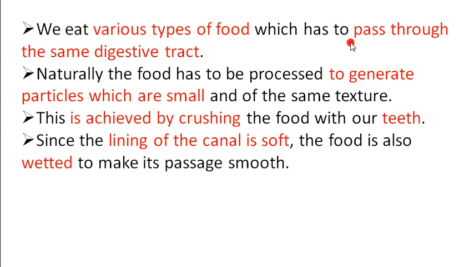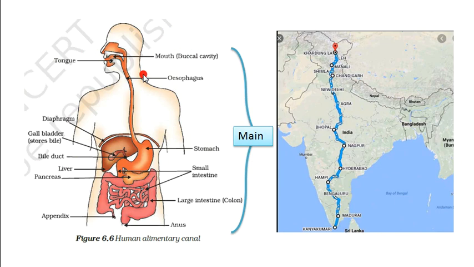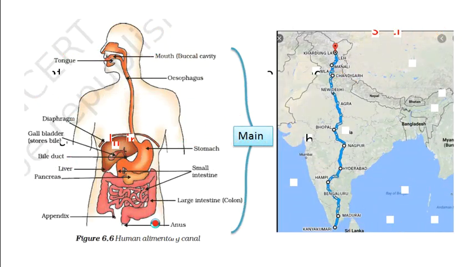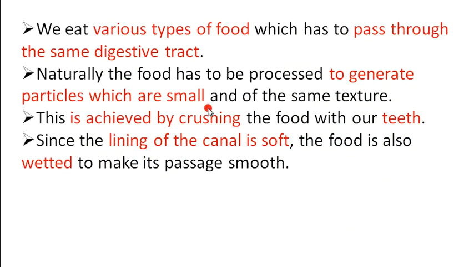Now we eat various types of food which have to pass through the same digestive tract. Okay, the same digestive tract for all food material, whether it is vegetarian or non-vegetarian. We have only one alimentary canal. God gave us only one alimentary canal for various types of food, and various types of drinks also. Now naturally the food has to be processed to generate particles which are small and of the same texture. Okay, this is necessary because some food is large in size, but our body will not allow that. So food has to be processed to generate small particles. Our digestive system allows only small particles. This is achieved by crushing the food with our teeth.